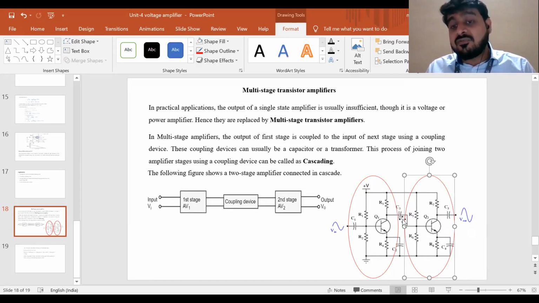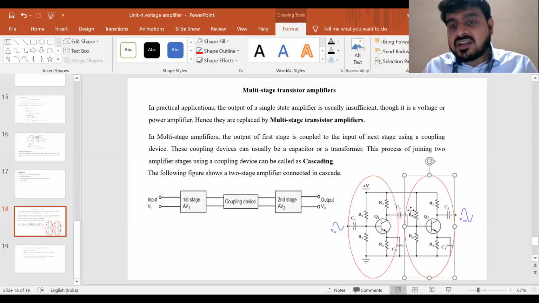The output capacitor itself is becoming the connector, or coupling device, between the two transistor amplifiers, and then again you will have this output. So here I will generate the output. The load resistances will be R3 and R5, individual. So this is a CE amplifier we are talking about.